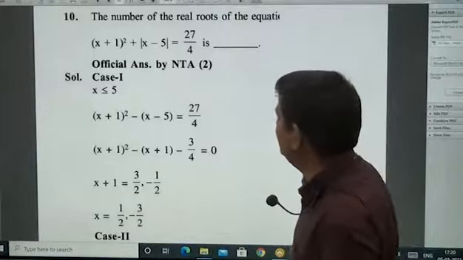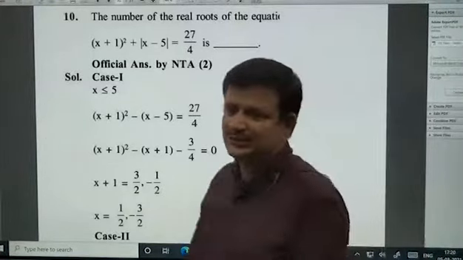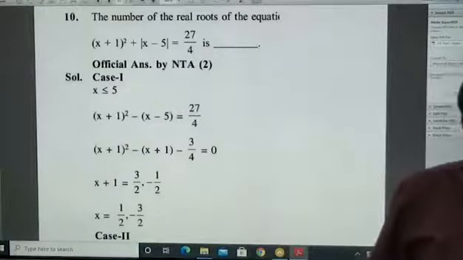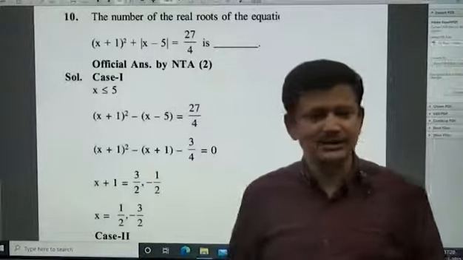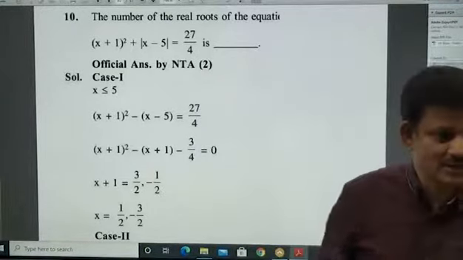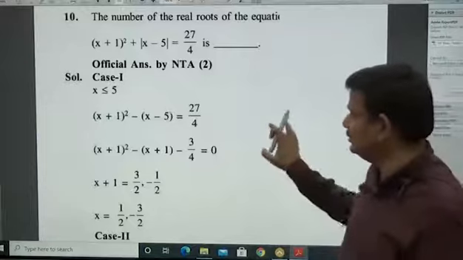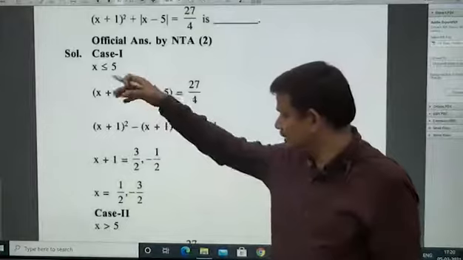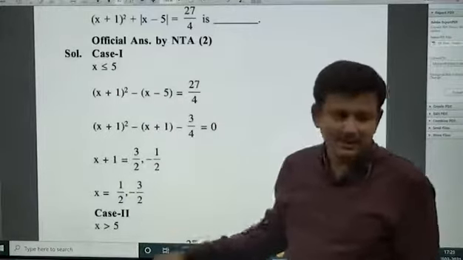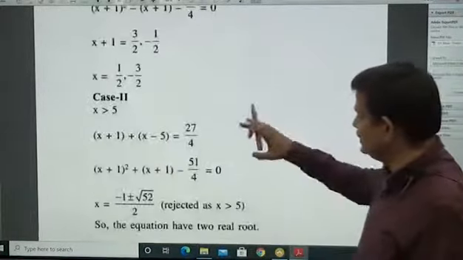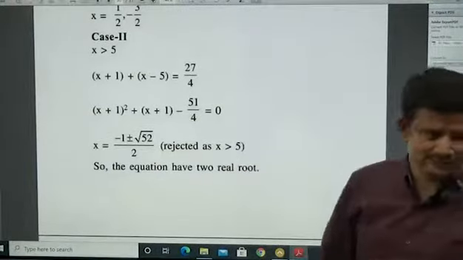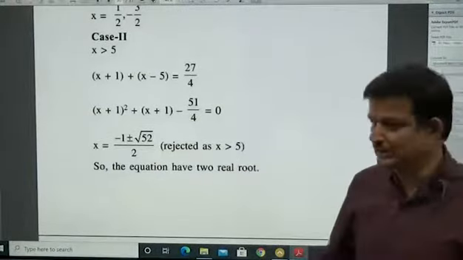But still, how to deal with mod? Split the discussion into two cases, x greater than or equal to 5 and less than 5. You will get two quadratics. Check whether the roots satisfy the assumed condition or not. Depending on that, you can keep the root or get rid of it. So in the first case, you got the roots, but we are talking about less than 5. So both of them are less than 5, so both of them will be roots. Second case is x greater than 5. Something is rejected. Not a tough question. Over.